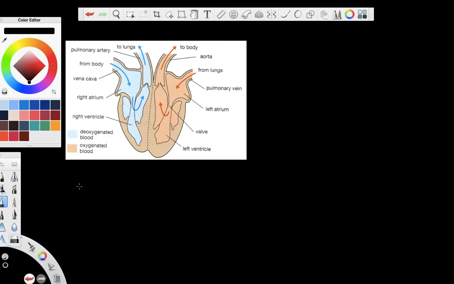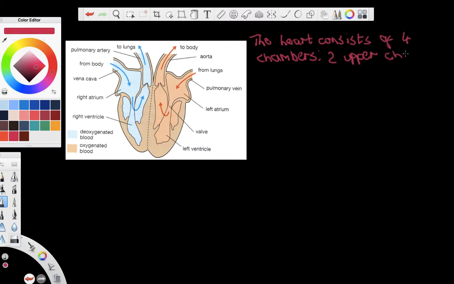And we can carry on talking about the structure of the heart, okay? So the heart consists of 4 chambers, 2 upper chambers and 2 lower chambers.